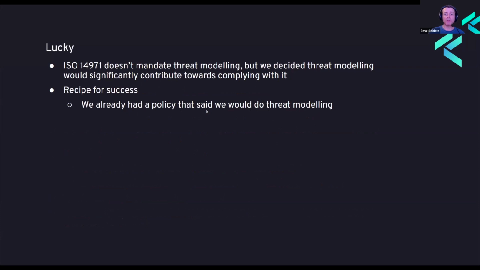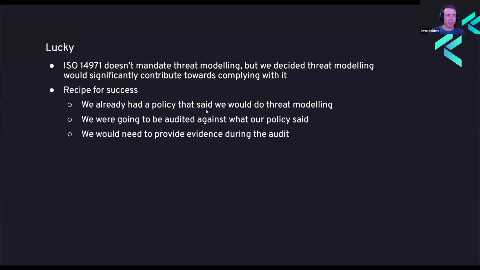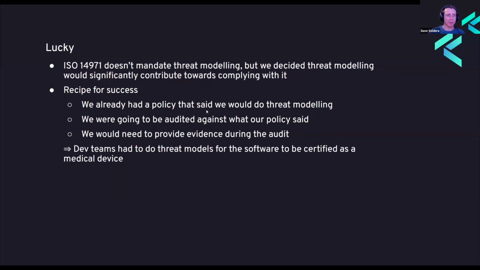We had a policy that said, hey, we should do threat modeling. We were going to be audited against what the policy said. Literally, auditors were going to come in and make sure we were doing threat modeling. We would need to provide evidence during the audit. This all means that the dev teams had to do threat models for the software to be certified as a medical device.